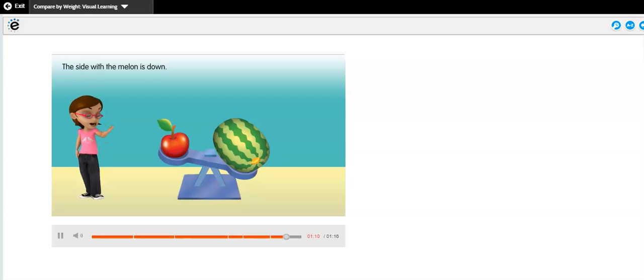Now you know how to use a scale to tell which objects are heavier and which are lighter. Great job. So today when you're doing your classwork, you'll be comparing by weight, which objects are lighter or which objects are heavier. If you have any questions or comments or need any assistance while you're completing your classwork, please feel free to reach out to your teacher.